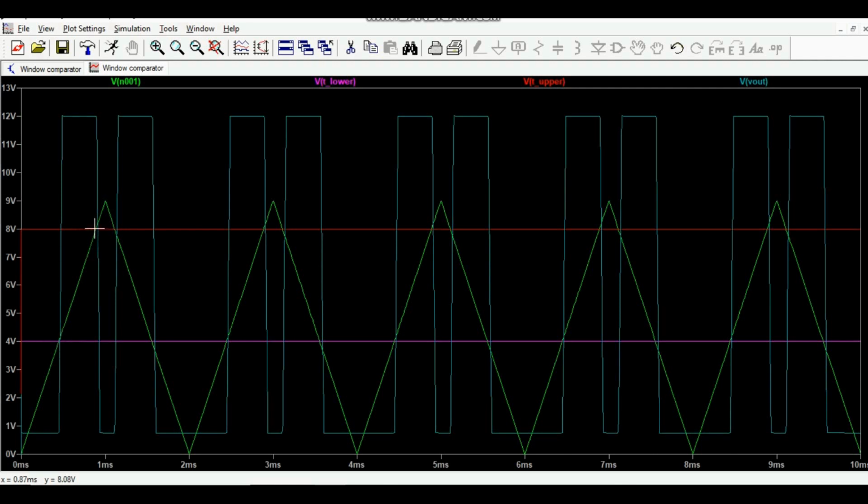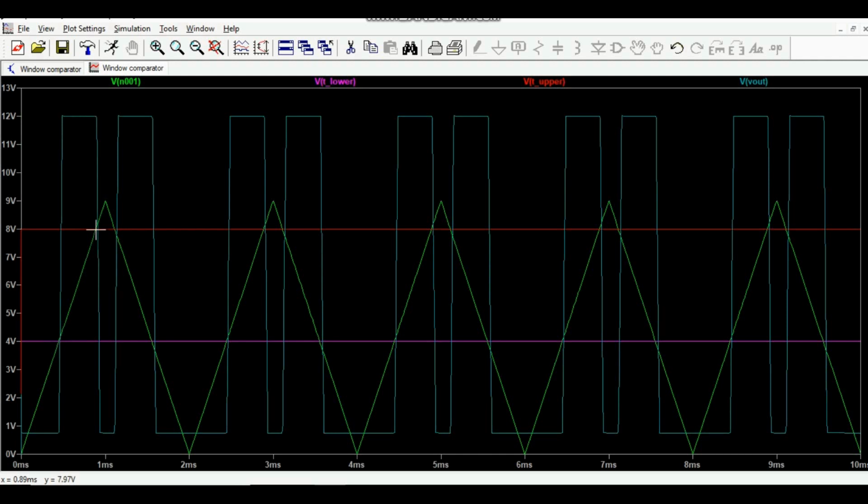From here to here your output signal is high. You can see from this window, if your input signal is greater than the lower threshold and less than the upper threshold, for this particular window from here to here your output is high. That is why it is called a window detector, because it detects a certain voltage level from here to here.